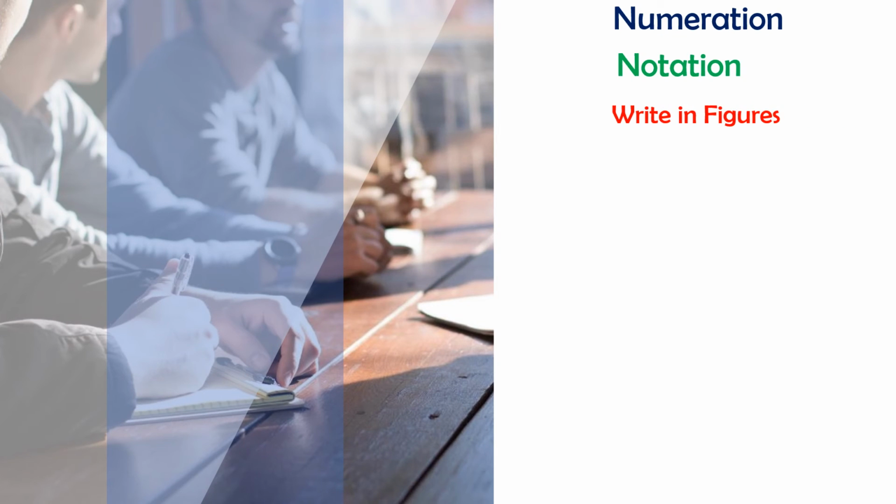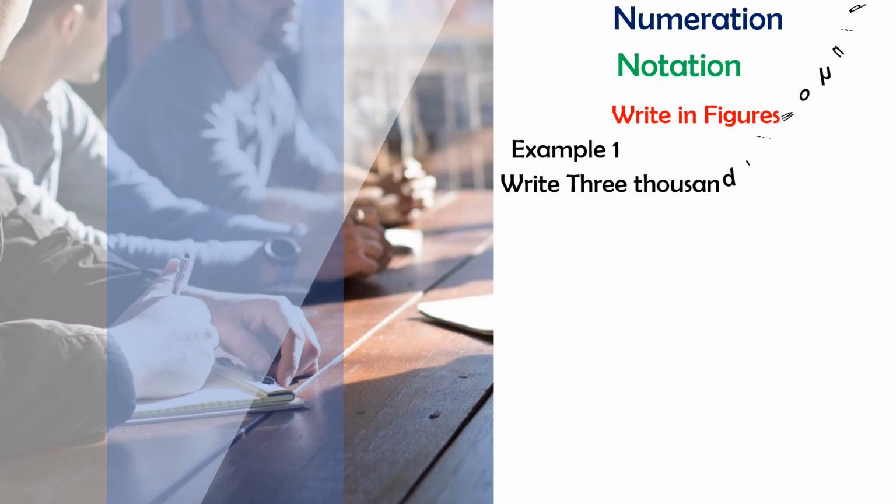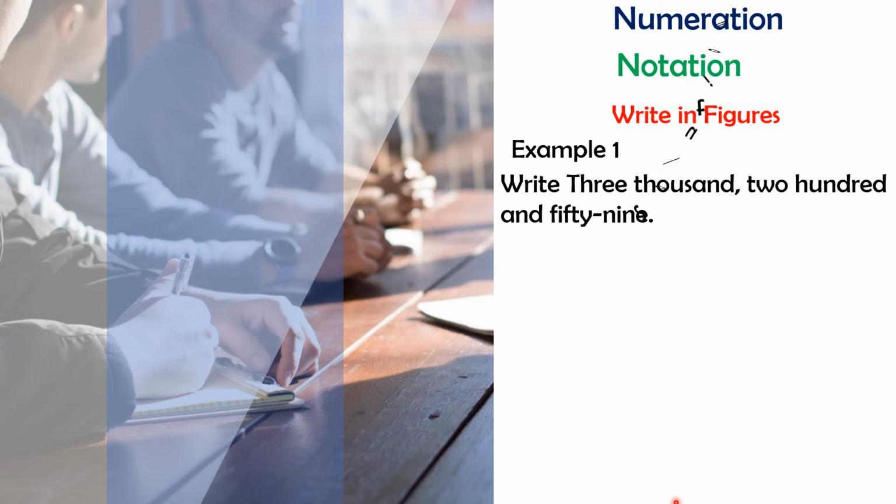Here, let's now look into writing in figures, by converting those words, not written in words, into figures, that we call notation. So, example 1, write 3,259 in figures. So write your solution. You place your place values: units, tens, hundred, and then thousand. Why is it thousand? Because 3,000 means what?